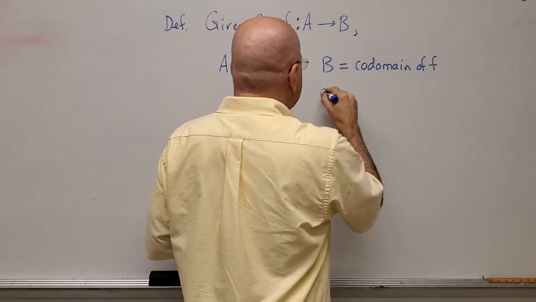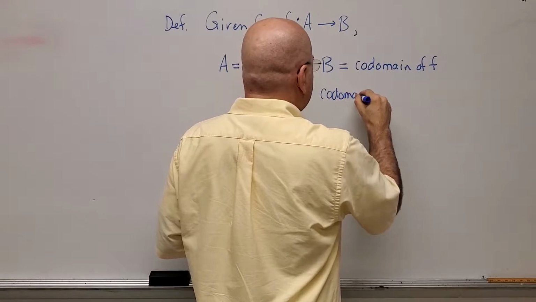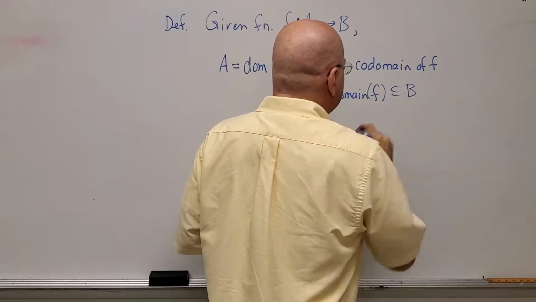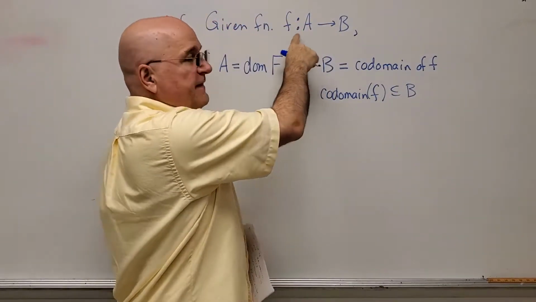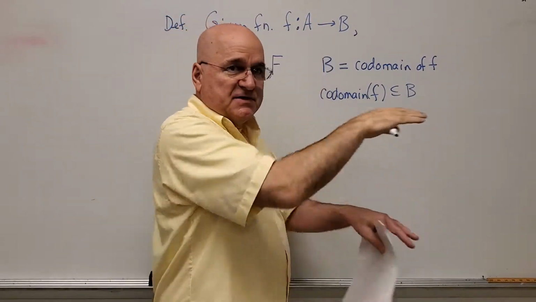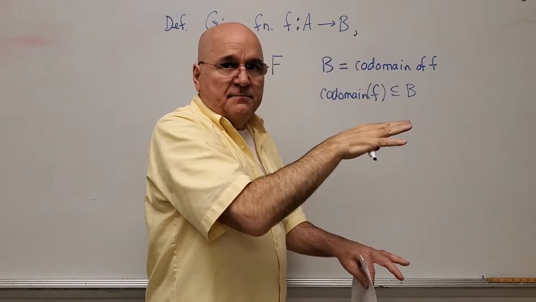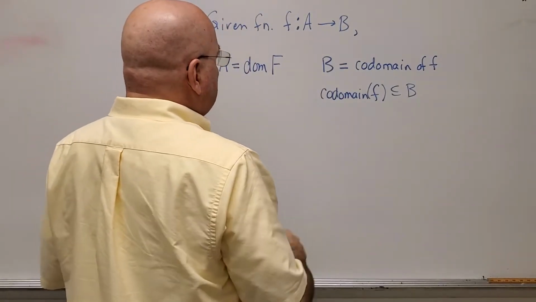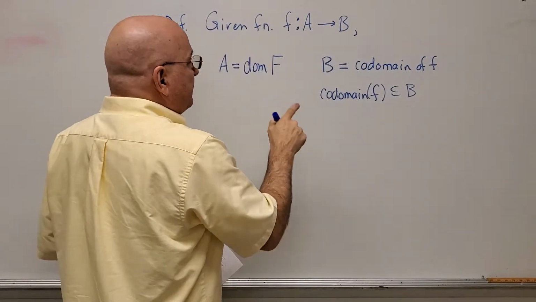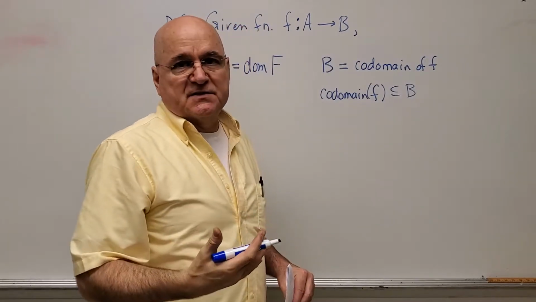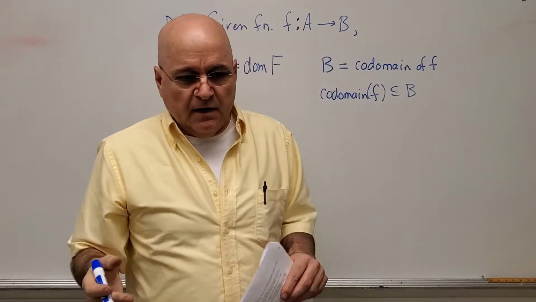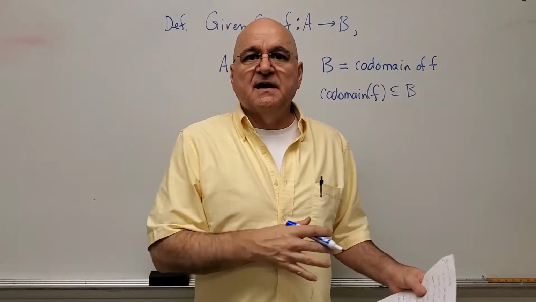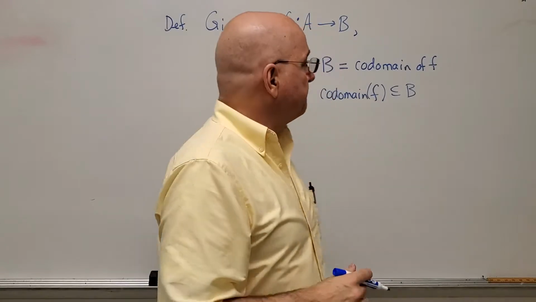But we can make one statement. The image of f is a subset of B. So the collection of elements that f maps A to, they live inside of B, but it may not be all of B. Frequently, the image of f is hard to find. So frequently we'll say, oh, I've got a function that maps the reals into the reals, but maybe not to every single real number.